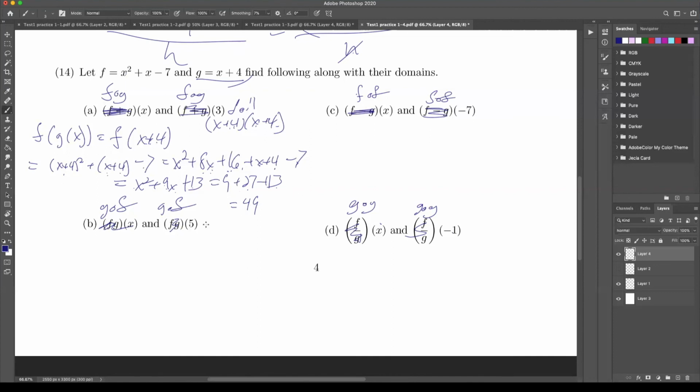And so this gives me 49. Another option of doing this would be f of g of 3. Well, g of 3 is 3 plus 4, which is 7. So this would be f of 7. And then after we have f of 7, we can put 7 in here. 7 squared is 49, plus 7 would be 56, minus 7 is also 49. So either way works.